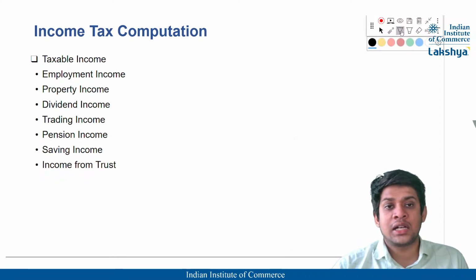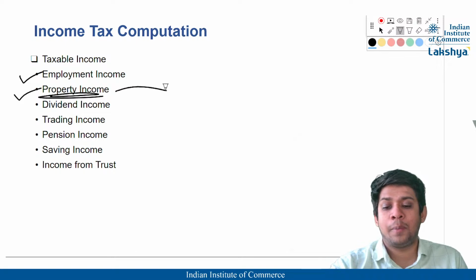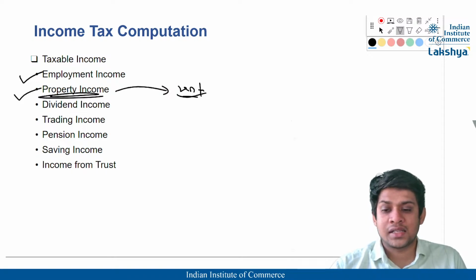Now, what are the incomes which are taxable incomes? Any employment income. I'm working as an employee, and from that I'm generating income, so that is my employment income. Property income, if I have any, correct? If I have a property which I've given out on rent, right, I'm generating rental income from it. That is also going to be a taxable income.